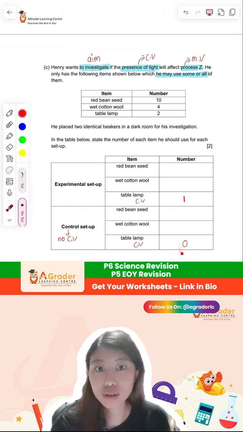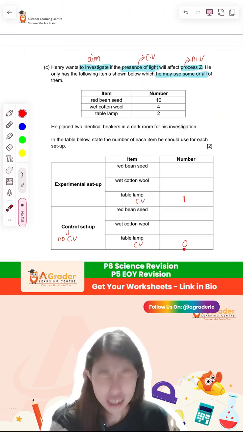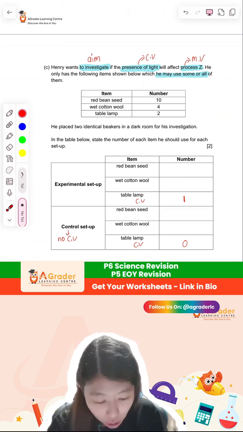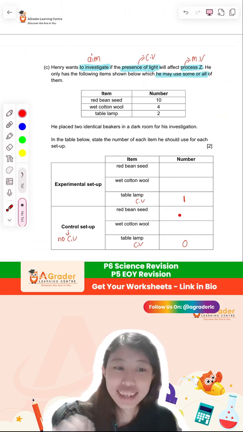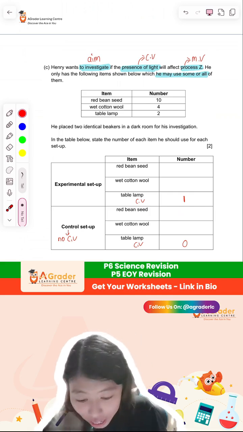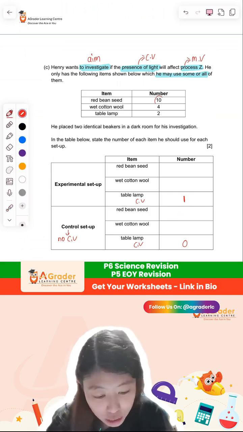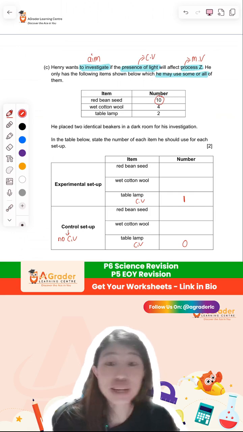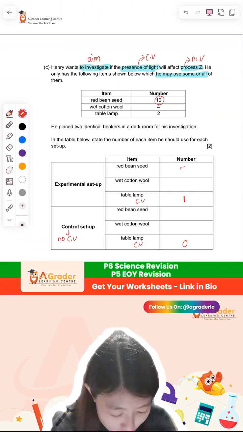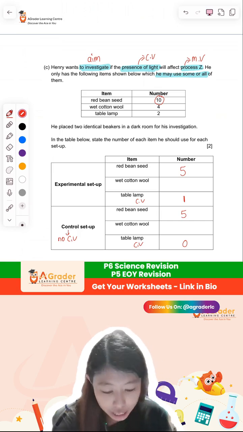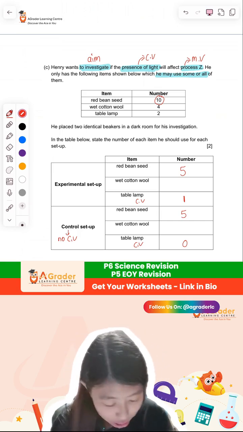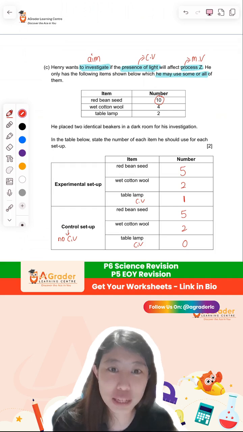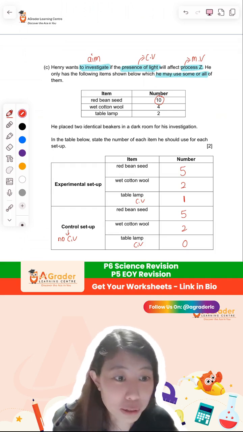So the control setup has 0, no light, while the rest must remain the same. Remain the same means I must use 10 seeds and split them evenly. I divide by 2, so each of them has 5 red bean seeds. The wet cotton wool, I have 4 pieces, so I can put 2 each. So this would be the best answer possible.